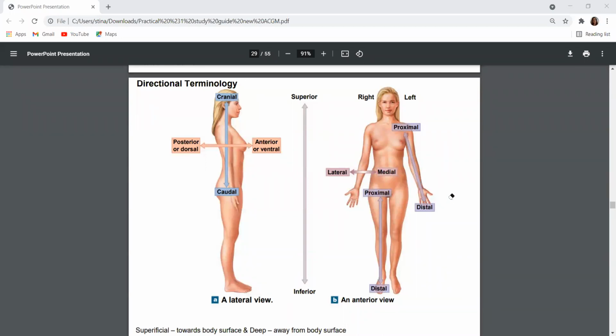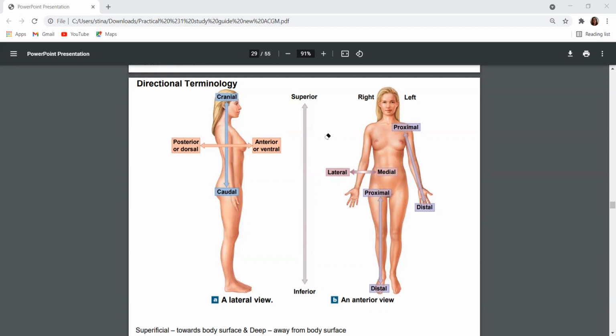Okay, then we have proximal and distal. Proximal and distal are comparing 2 points on the same limb. In other words, they're comparing 2 points on the same arm, or 2 points on the same leg. Proximal means the point closest to the point of attachment, and distal means the point farthest from the point of attachment. So your shoulder is proximal, where your fingertips are distal.